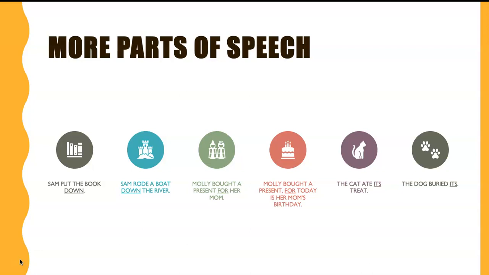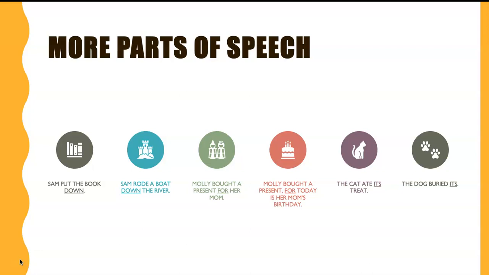Molly bought a present for her mom. For is another preposition here with the object mom, telling us who Molly bought the present for, why she bought it. But in Molly bought a present, for today is her mom's birthday, for is a conjunction. It is joining two equal parts, two independent clauses or sentences that can stand alone.